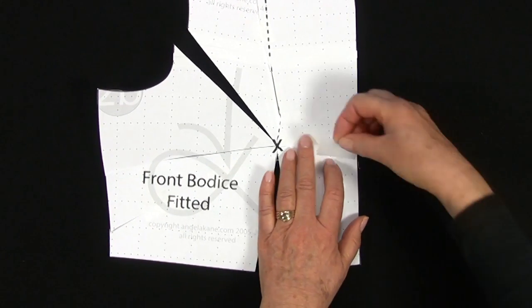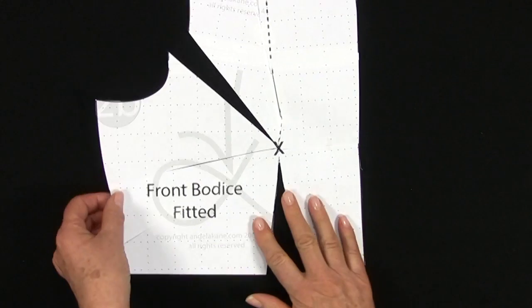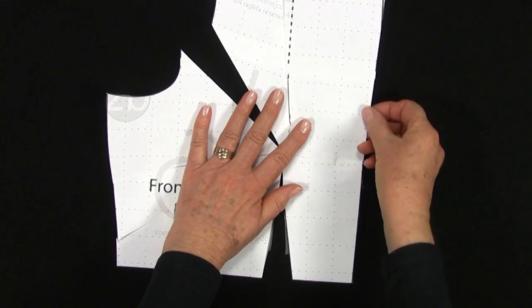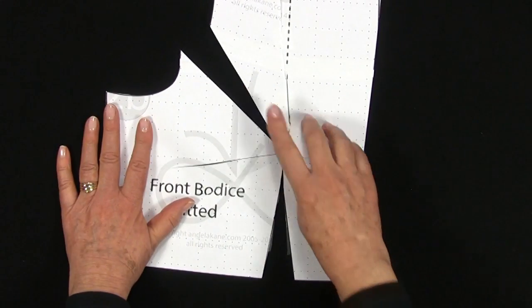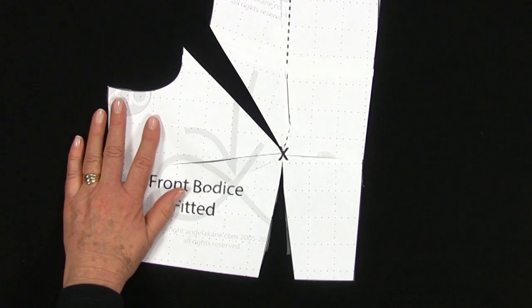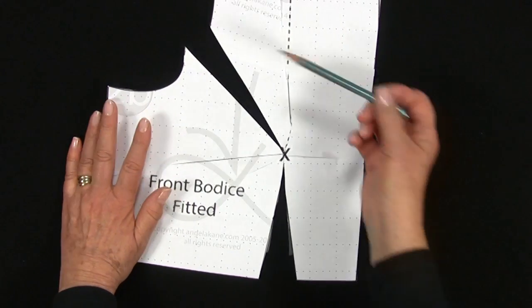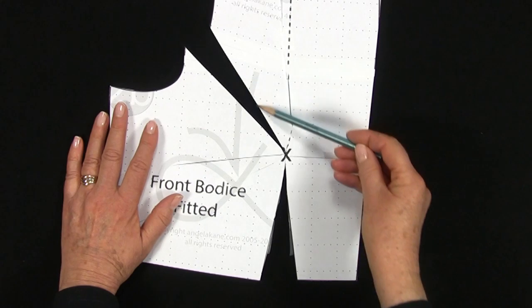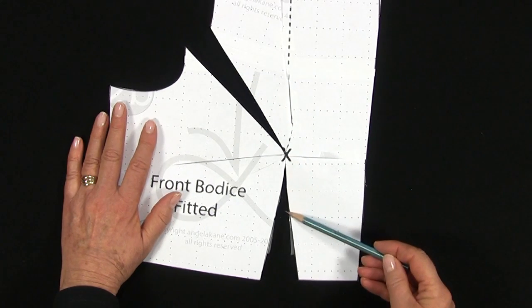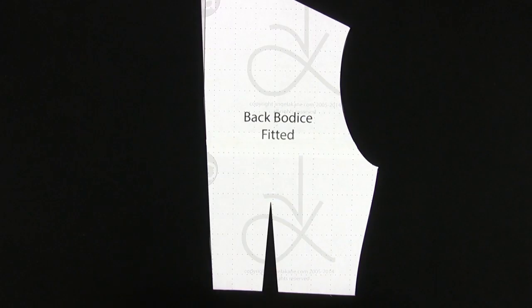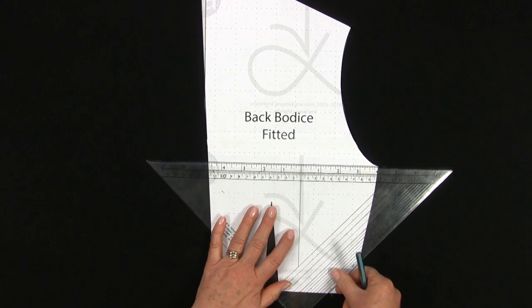I'll just tape up all these slashes and perhaps have a princess seam by cutting right through and rounding the seams a little. We can do exactly the same on the back.